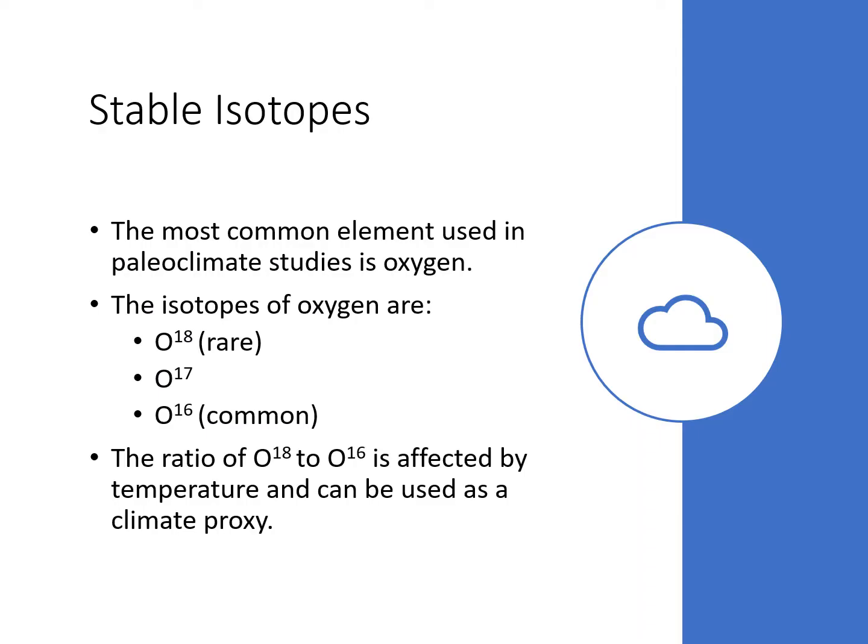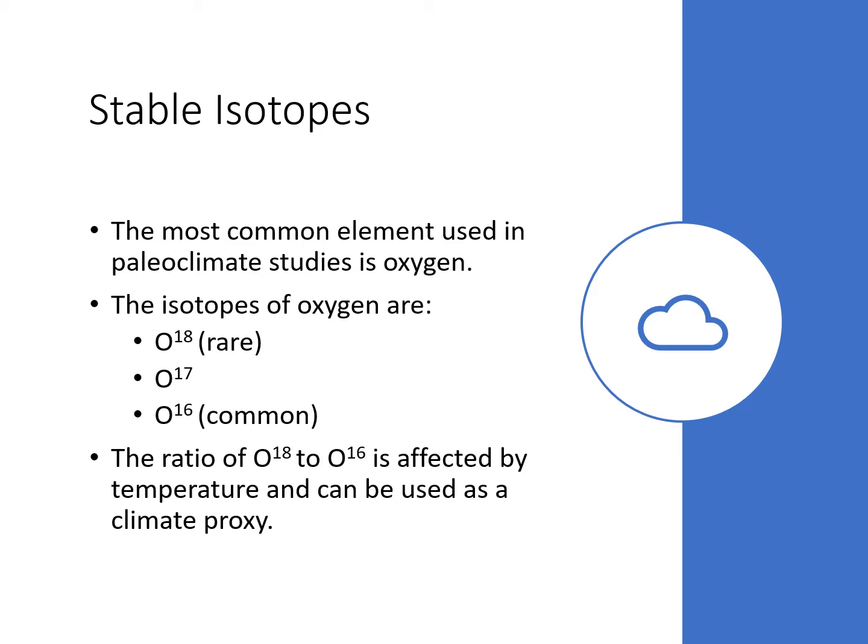Earlier, we investigated how radioactive isotopes can be used to estimate the ages of archives. Now we will consider how stable isotope ratios can provide information about changing climate. The most commonly used element in paleoclimate research is oxygen.